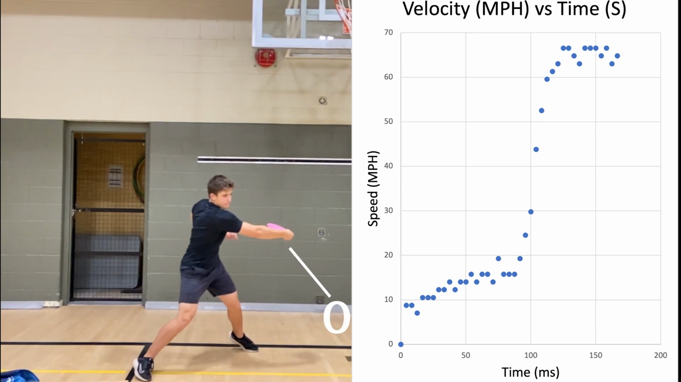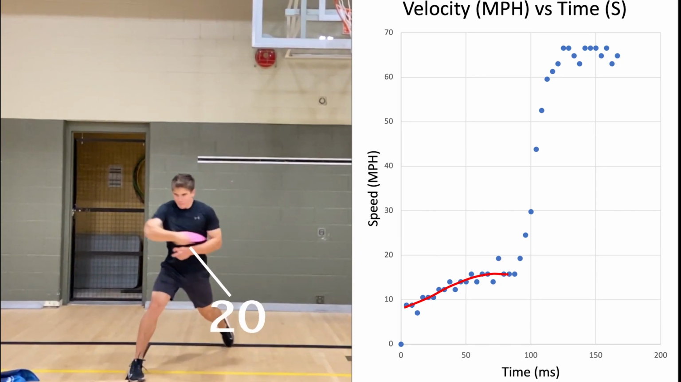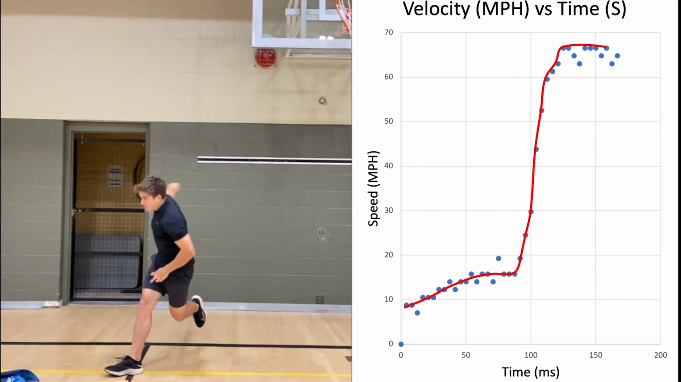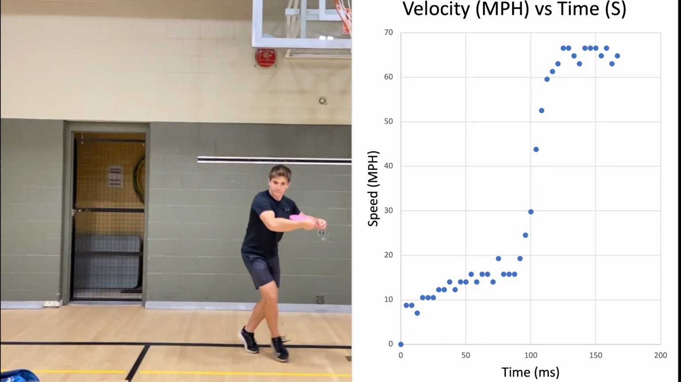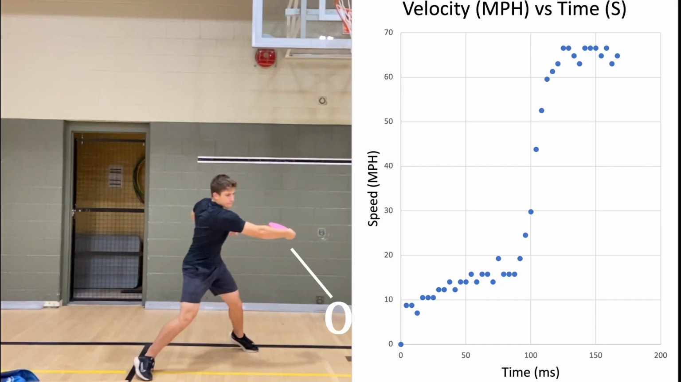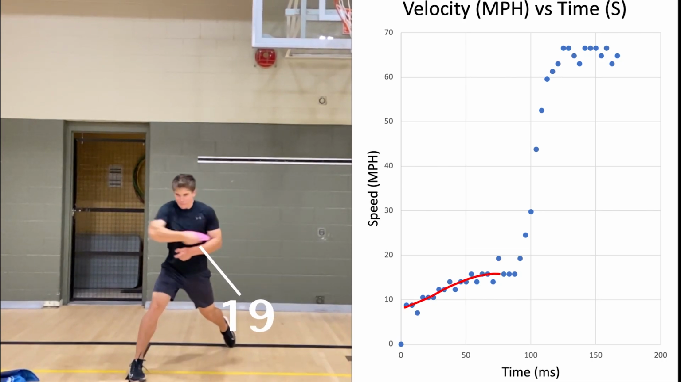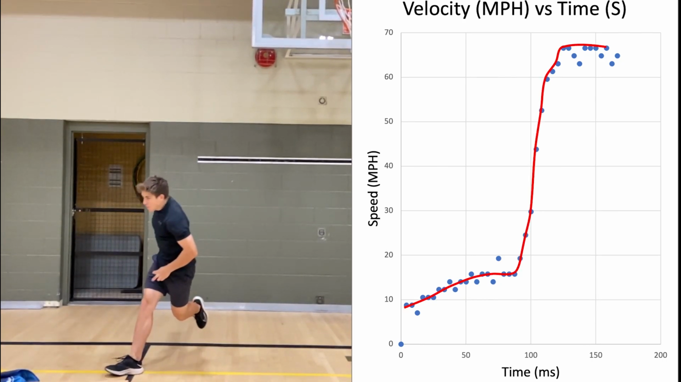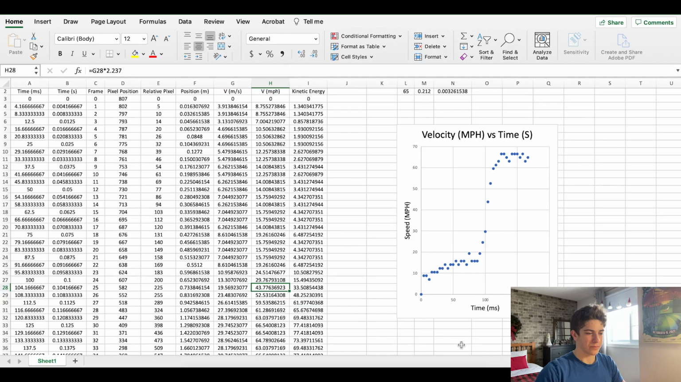So you can see the velocity is pretty slow and it has a huge jump right at around 100 milliseconds in. I gathered all this velocity time data by counting pixels on my screen and using the ratio of pixels to meters for the disc size in real life.